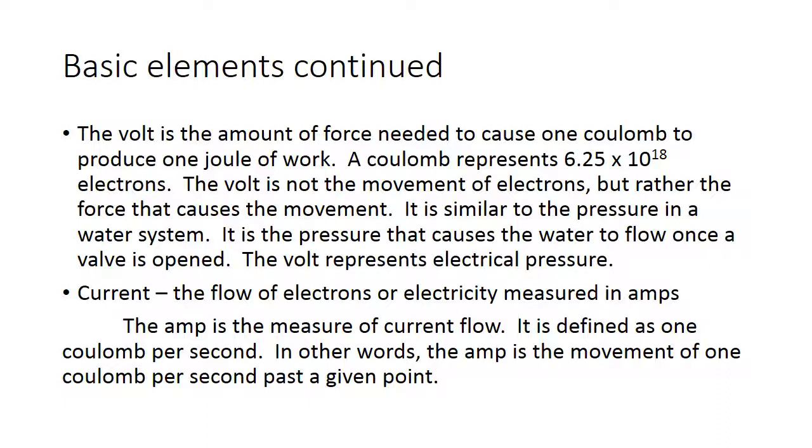Another element that you'll find in pretty much every electrical circuit or electronic circuit is current. Now, when we talk about current, as its name implies, we are talking about the flow of electrons or electricity. And current is measured in amps. The amp is the measure of current flow. It's defined as 1 coulomb per second. In other words, the amp is the movement of 1 coulomb, which represents this massive number of electrons per second past a given point in an electrical circuit. And this will make more sense when we put all of these elements together in just a second.